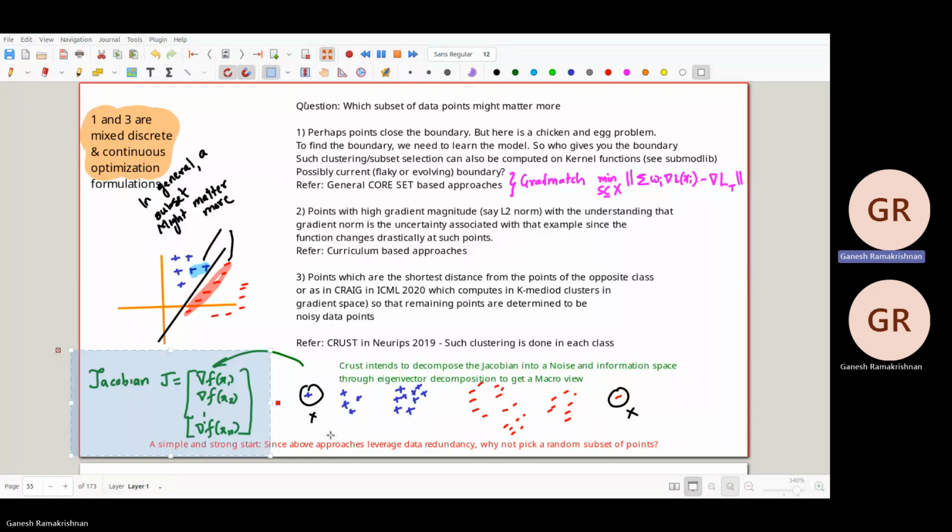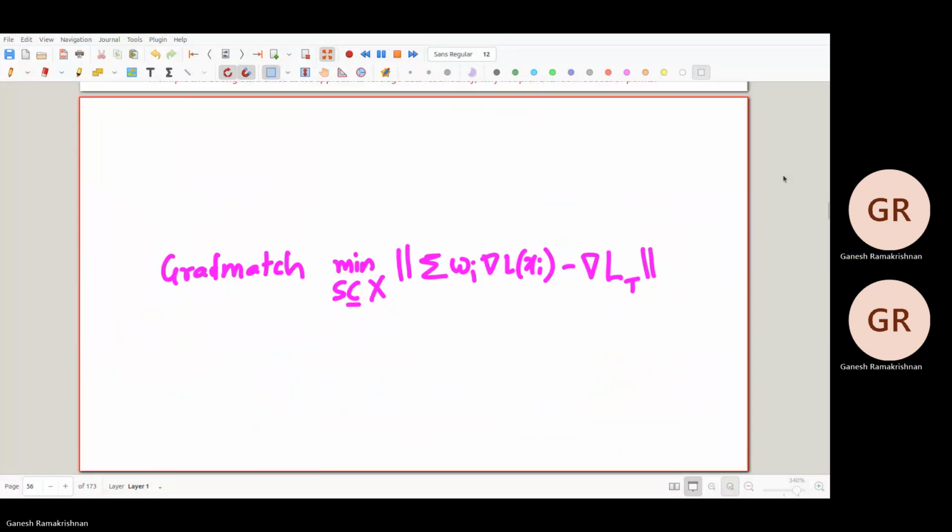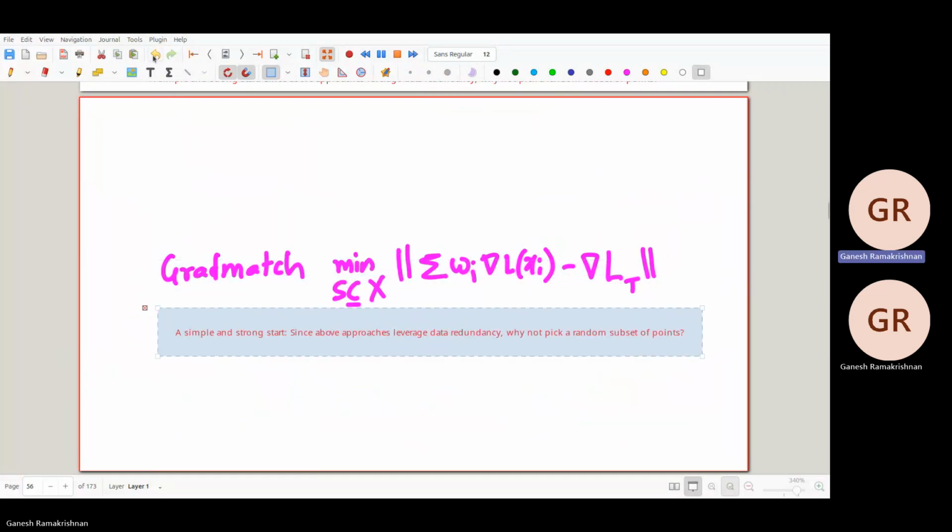Effectively, what I've talked about is motivation. There is enough motivation in the literature on why every point is not equally important. Some of these have, as I said, posed new optimization problems to identify points which are important in that summation. But what we'll do first is this simple and very strong start.